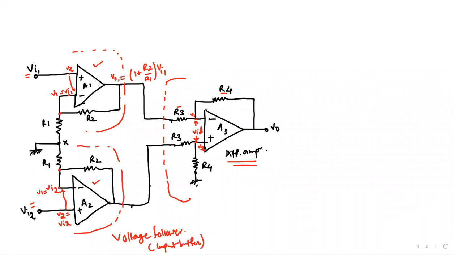Okay, and VO2 right over here is nothing but (1 + R2/R1) times VI2. So that's your output voltage. We know that the output voltage is nothing but gain times VID, which is the gain times (VO2 minus VO1), because these are the two voltages that are coming over and getting applied to the input terminals of this amplifier.